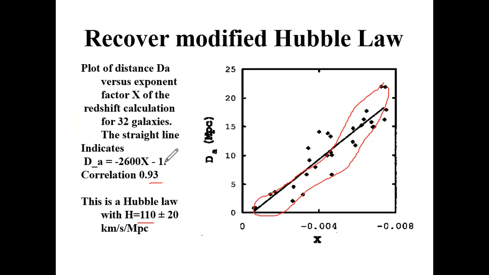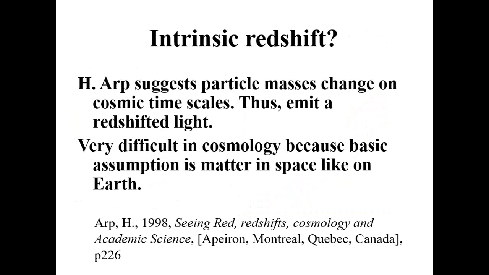But this factor here in that distance allows for these, which are blueshifted galaxies. Arp suggested what he called intrinsic redshift. He suggested particle masses change on cosmic timescales. Thus, they emit a redshifted light the further you go back in history. You see what he's getting at here.